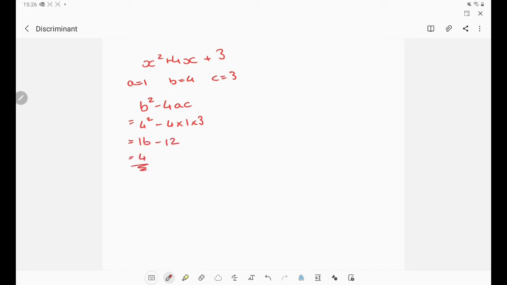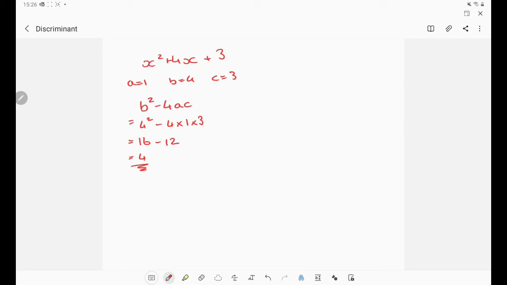First of all, we had an example which was x squared plus 4x plus 3. We identify A, B and C. So A equals 1, B equals 4, C equals 3. We copy the discriminant from the front of our test paper in the formula list and we substitute. So 4 squared minus 4 times 1 times 3. Simplify it down and you will get the answer 4.